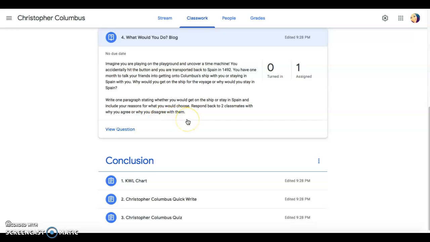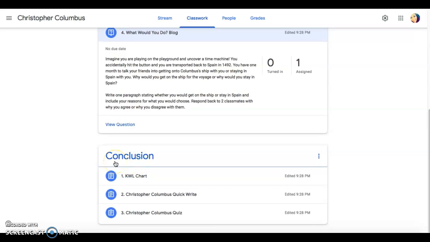And then they're going to respond to two classmates on whether they agree or disagree with them. I'm going to give them sentence frames because I don't want them to be too harsh, and I think with third grade, you still need to give them sentence frames. This assignment will give them social interaction and collaboration. And it also applies to the real world. Although they're not actually being transported back, they're given the opportunity to decide, if they were there in that time, what they would do and why.